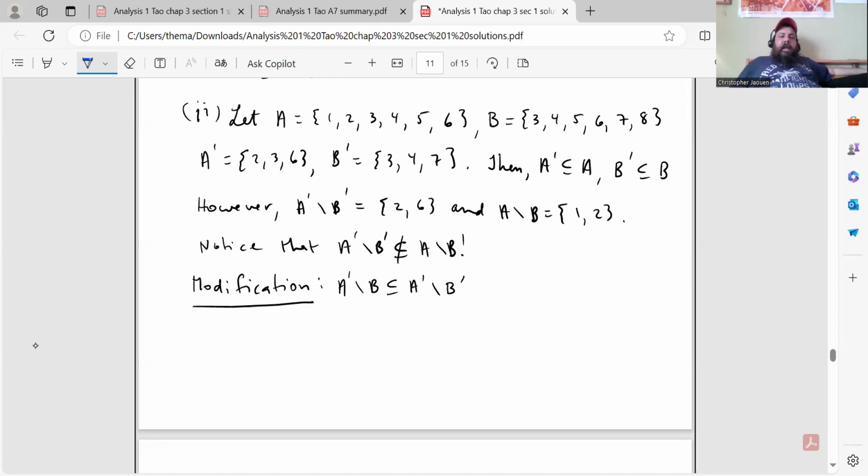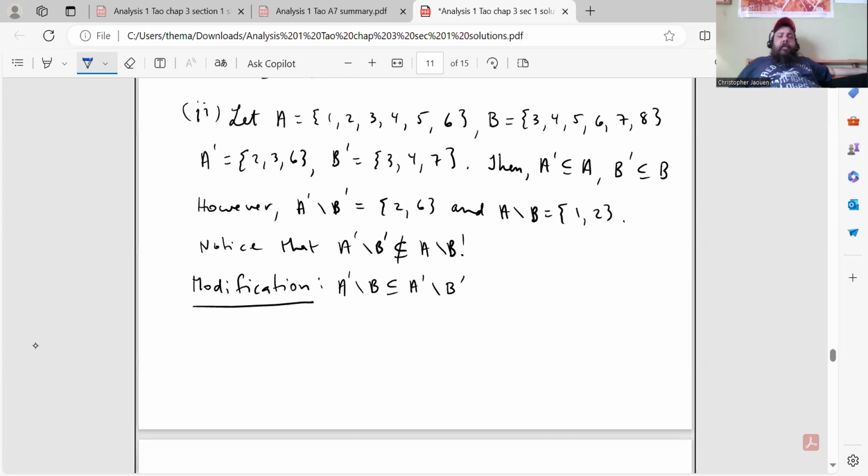So let A equal the set containing the natural numbers between 1 and 6, B a set containing the natural numbers between 3 and 8, and then I defined A prime to be the set containing 2, 3, 6, B prime to be the set containing 3, 4, 7. Then notice that A prime is a subset of A and B prime is a subset of B.